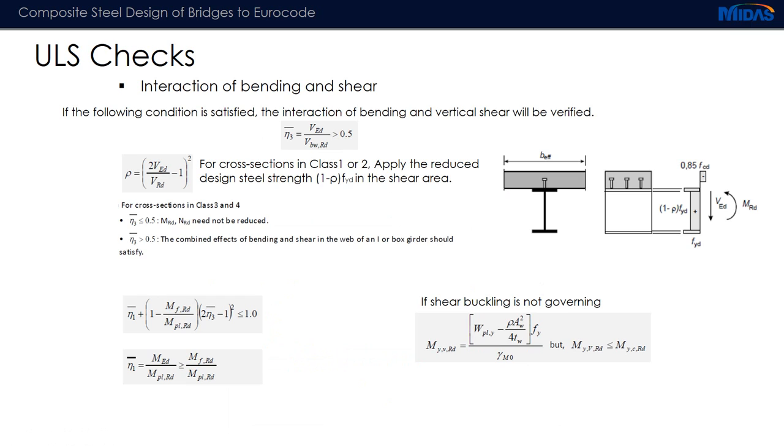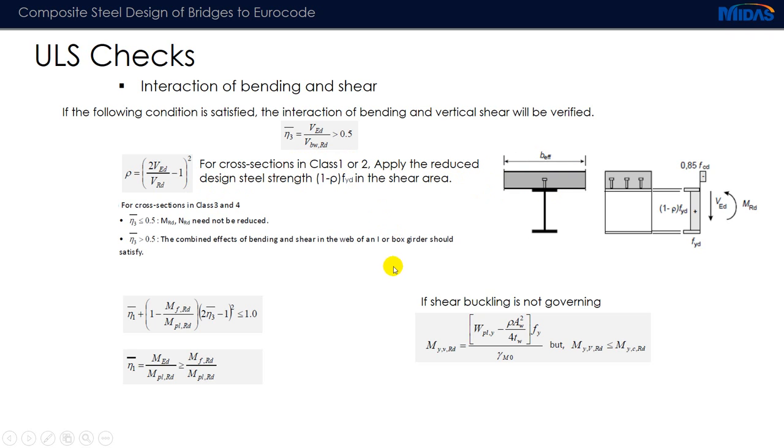Okay, and in case of bending and shear both acting together, if this particular condition eta 3 is verified, that is the total shear force applied divided by the shear resistance is greater than 50%, then we need to consider the interaction of bending and shear both. There are two cases. First is if it is an elastic case where we have class 1 or 2, we have a reduction factor calculated as per this formula. This is directly applied to the strength of the steel to calculate the plastic moment capacity of class 1 or 2 sections.